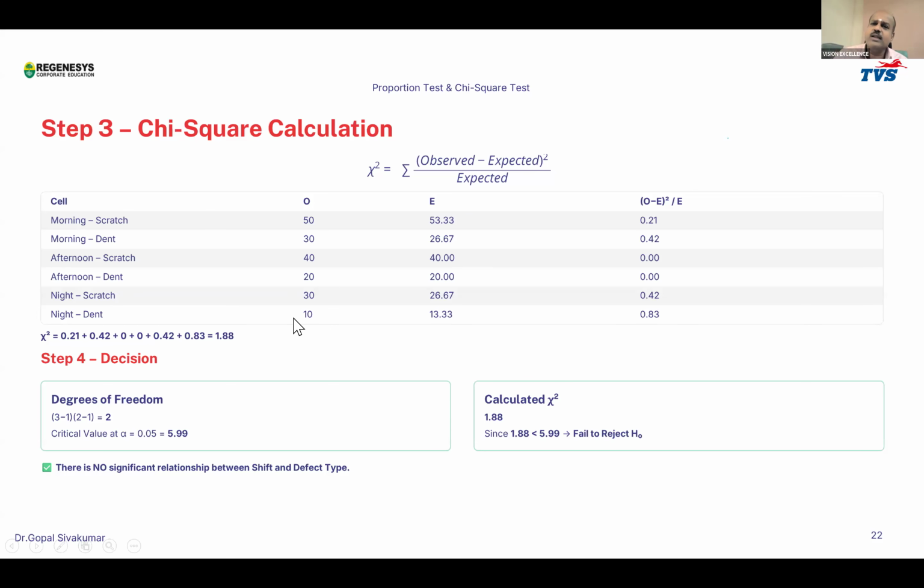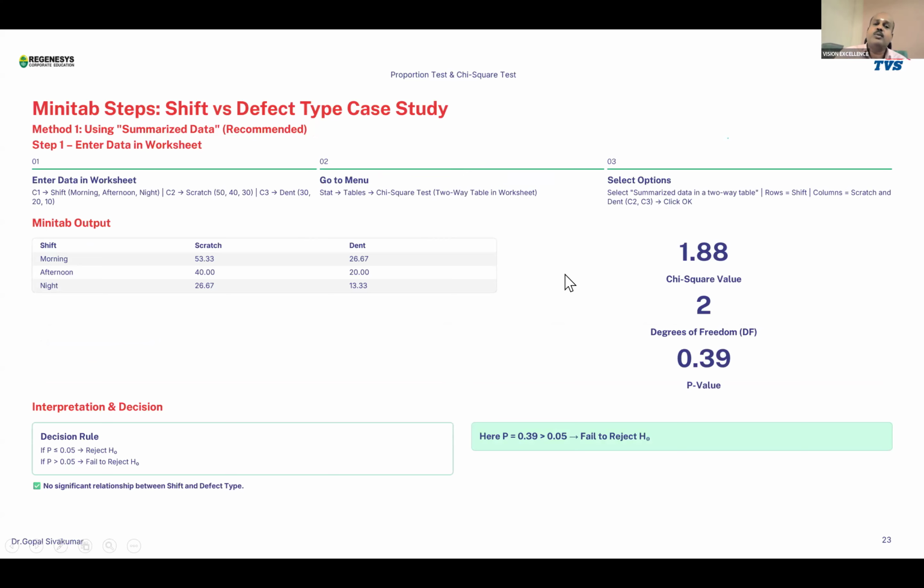But we don't do all this manual calculation in any hypothesis test. Instead, we look at the p-value. So I'm showing you a Minitab output. Instead of doing all these steps manually, I want you to just prepare a table like this. What is this table called? Contingency table. Will you be able to prepare this table based on the information made available to you?